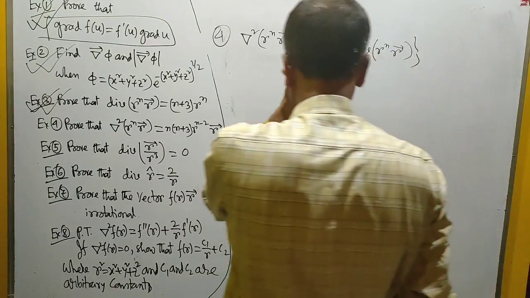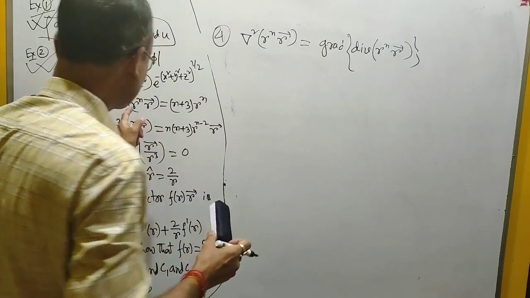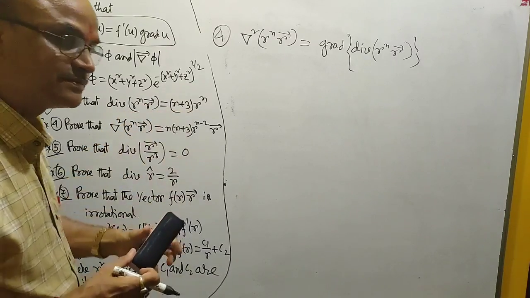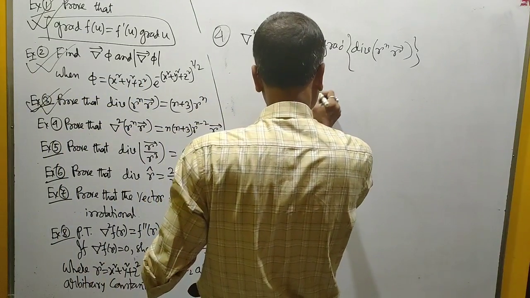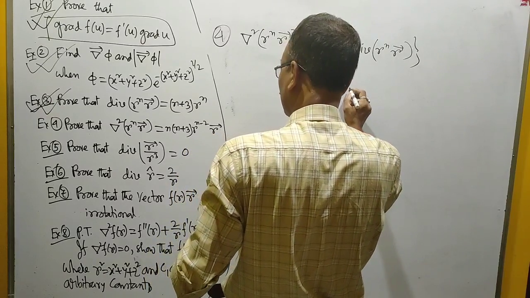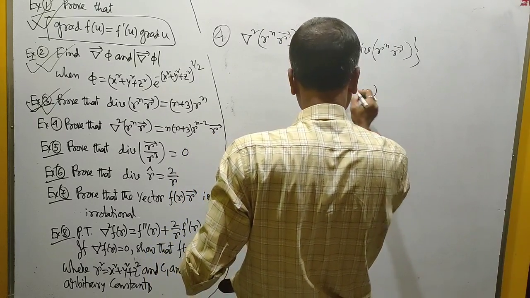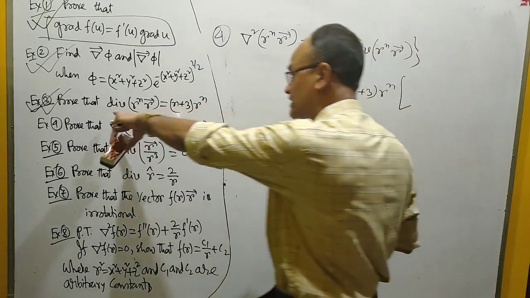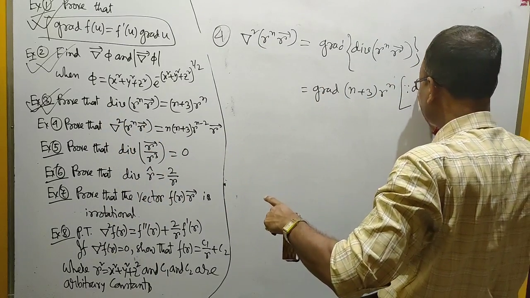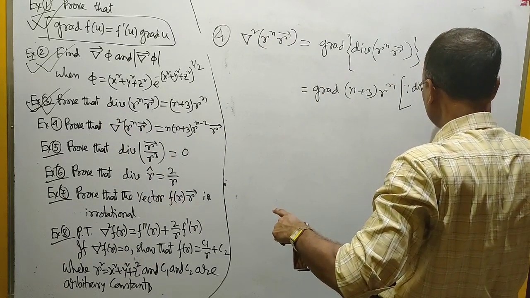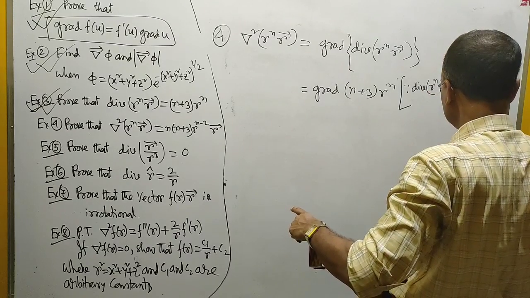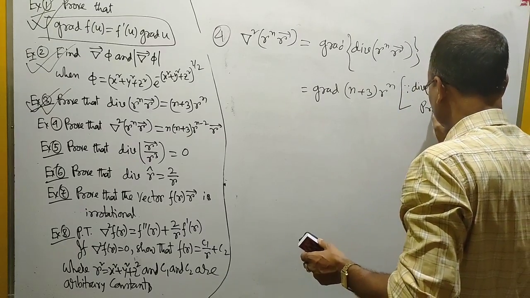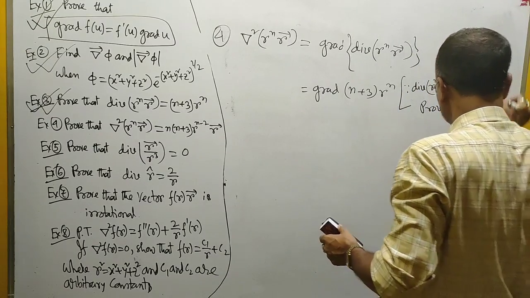Now, divergence of, see the question number 3. Just as before, divergence of r to the power n r vector is equal to this. This is equal to gradient of n plus 3 r to the power n, just as example number 3, since divergence of r to the power n r equals n plus 3 r to the power n. You will have to prove this one.